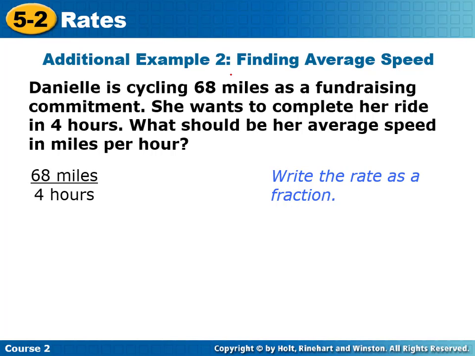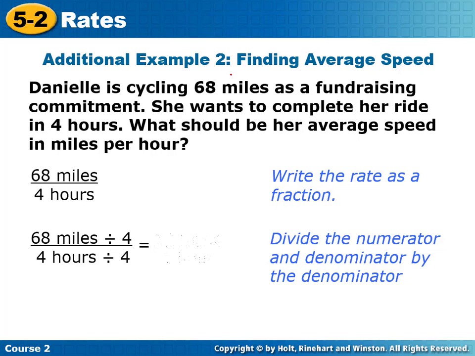Now we need to figure out how fast I need to travel per hour. So we divide both sides by 4, and we find out that she needs to travel 17 miles an hour, or average a speed of 17 miles an hour. So at the end of 60 minutes, she should be 17 miles into her ride. At 2 hours, she should be at 34 miles in order to be on track to finish in her 4-hour time period.